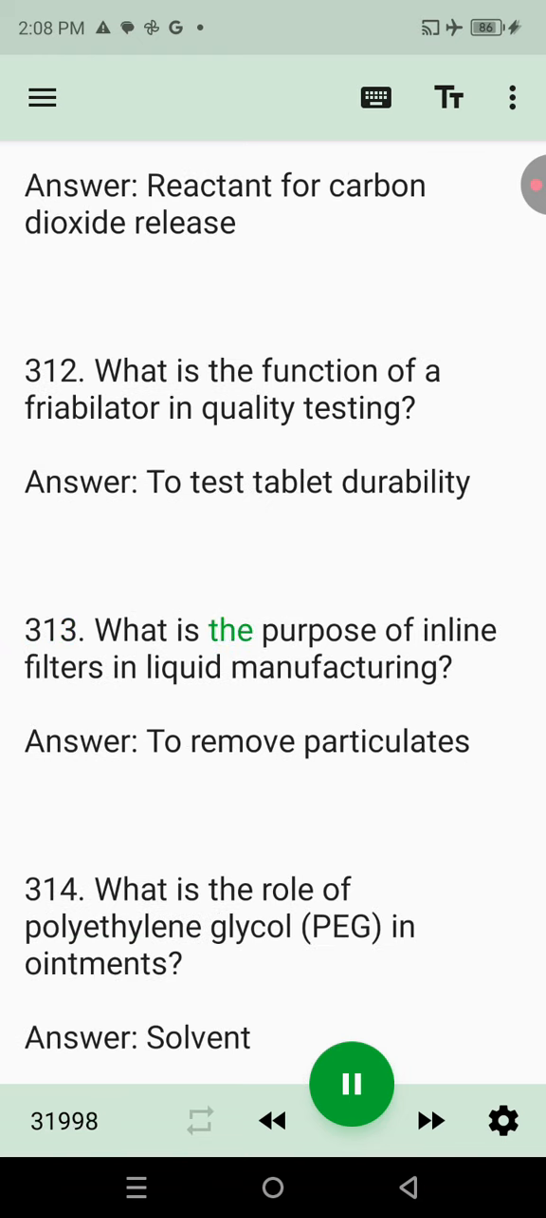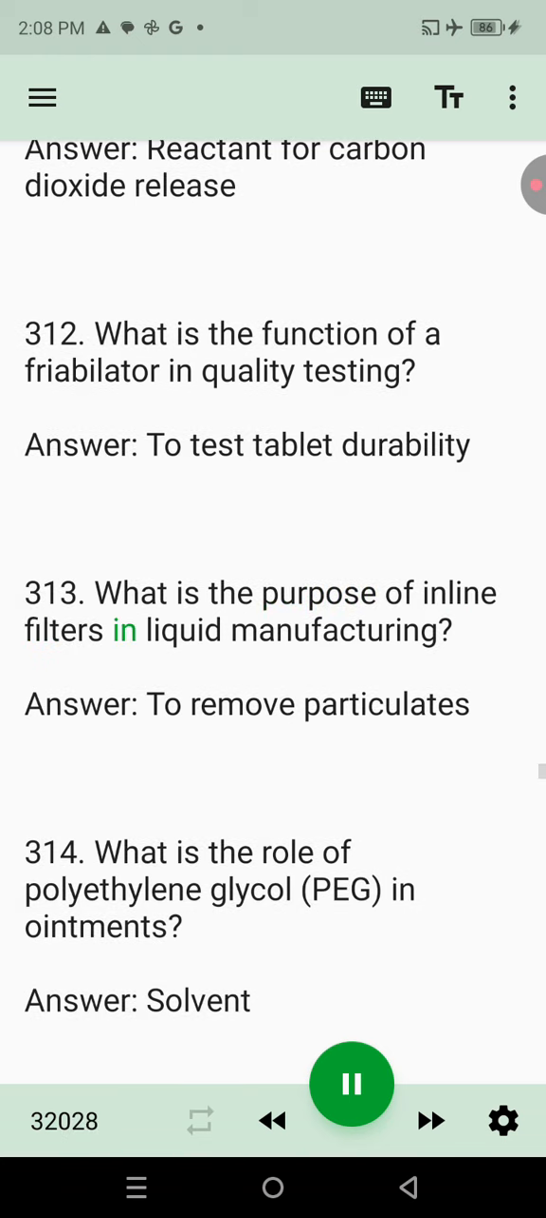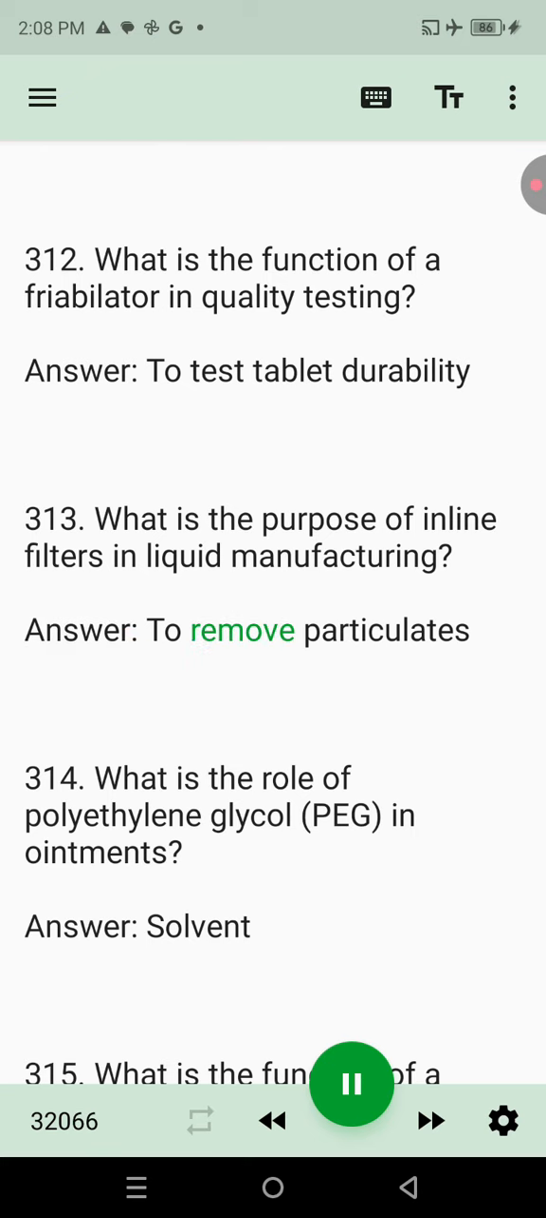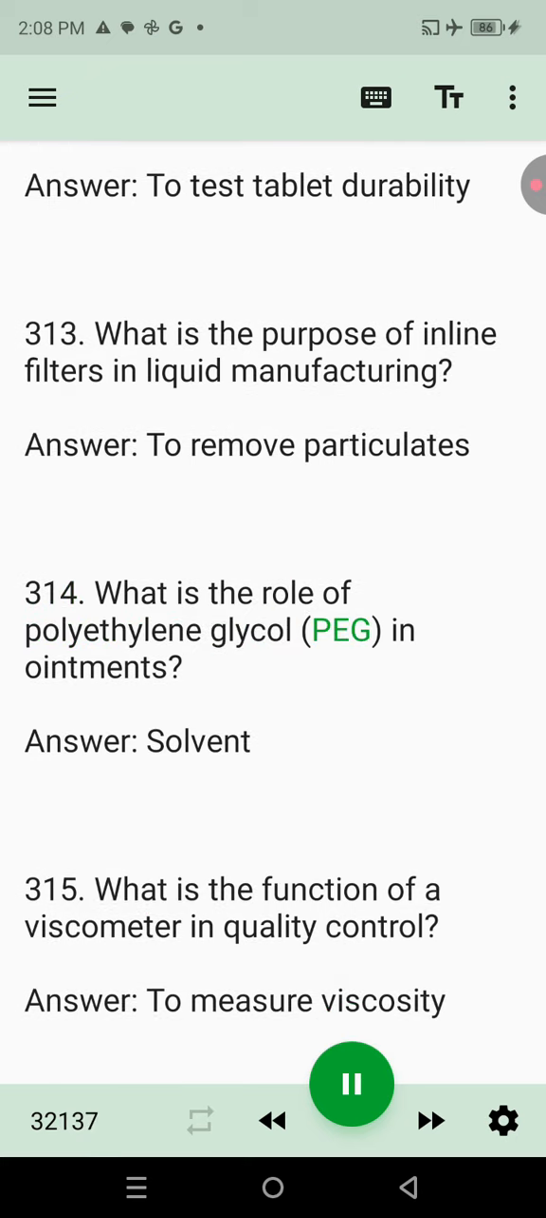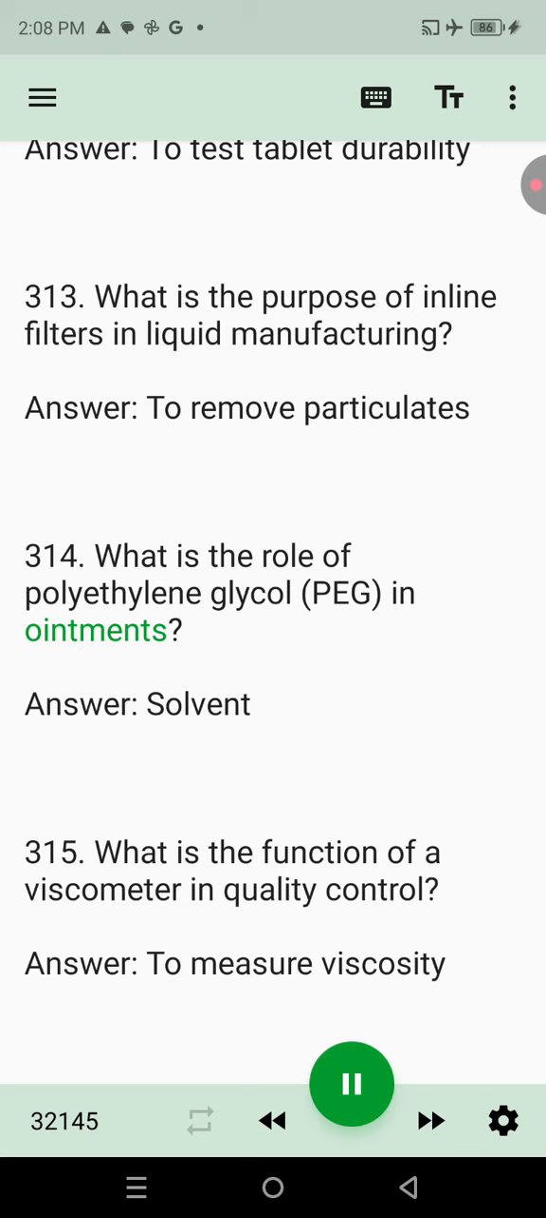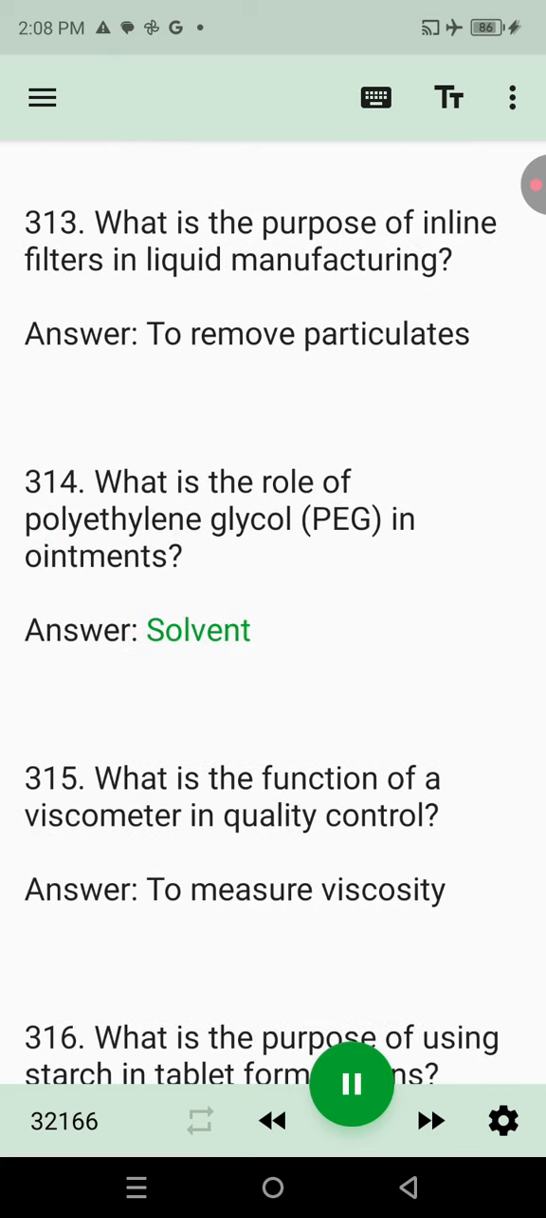313. What is the purpose of inline filters in liquid manufacturing? Answer: to remove particulates. 314. What is the role of polyethylene glycol PEG in ointments? Answer: solvent.